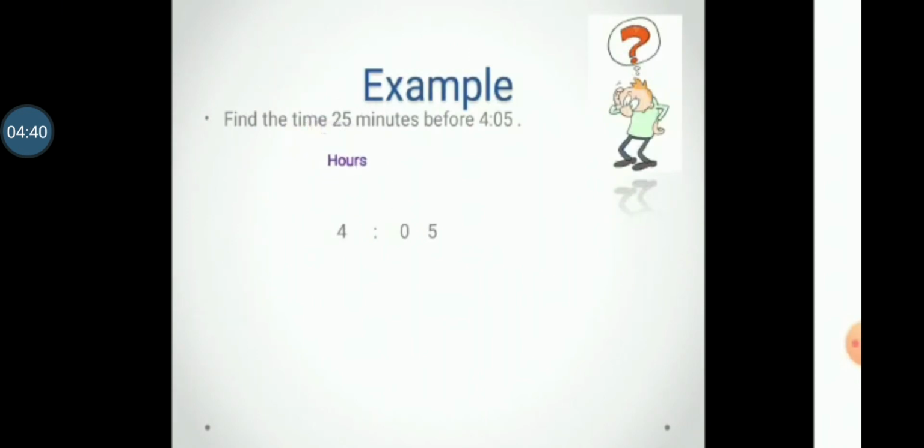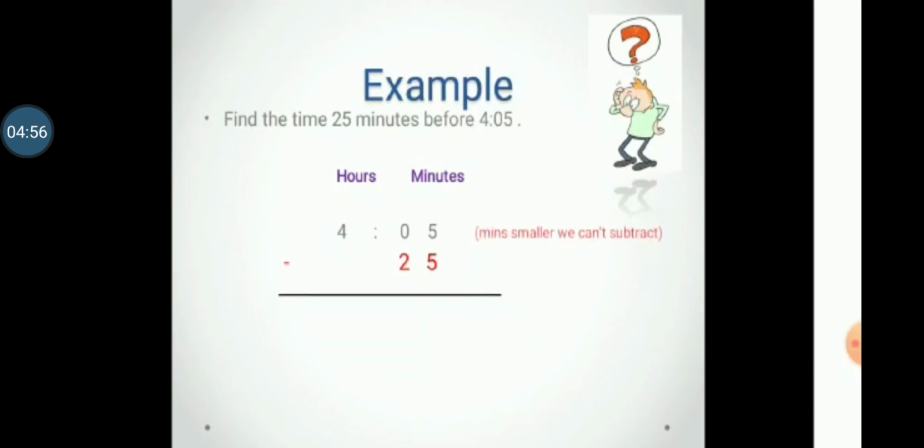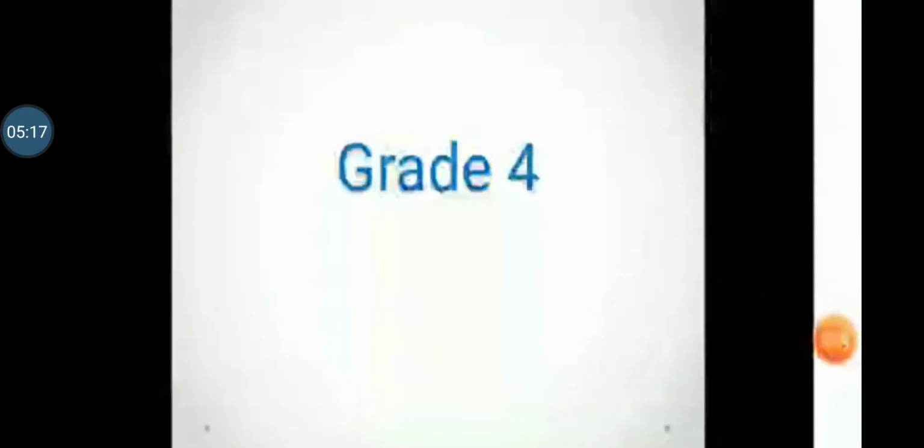Here is one more example, 4 hours and 5 minutes. We need to subtract 25. You can see here the minutes up are smaller and the minutes down are bigger. So we need to borrow 1 hour from the hours, and that hour we have to give to the minutes. As we know, 1 hour is equal to 60 minutes. So now it is 65 minutes, and 65 minus 25 will be 40, and our final answer will be 3 hours 40 minutes.